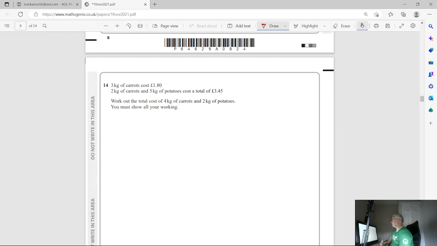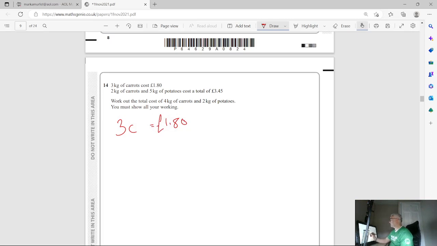Question 14. 3 kilograms of carrots cost £1.80. 2 kilograms of carrots and 5 kilograms of potatoes cost £3.45. Work out the total cost of 4 kilograms of carrots and 2 kilograms of potatoes. You must show your workings. Right. So 3 lots of carrots equals 180. Let's start with that one.